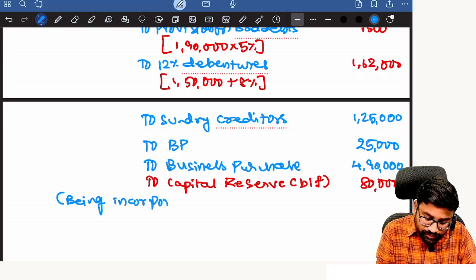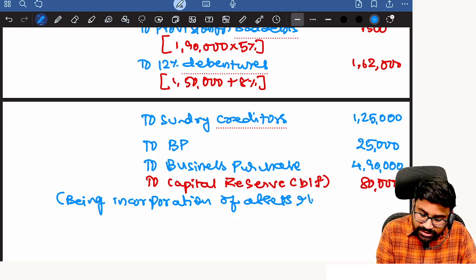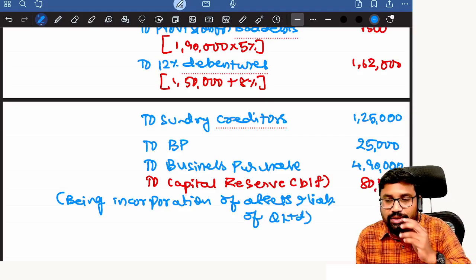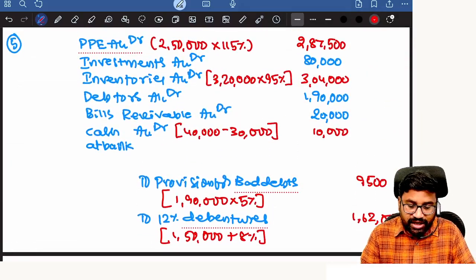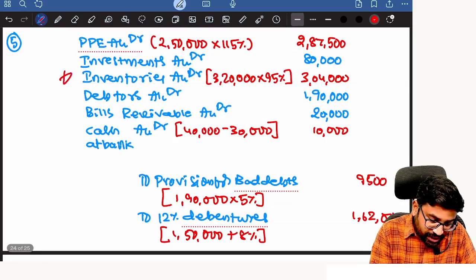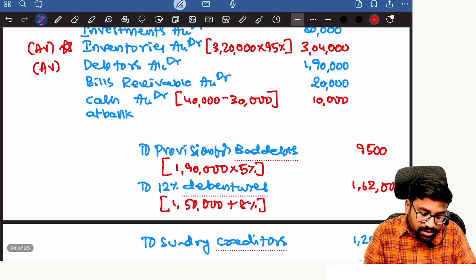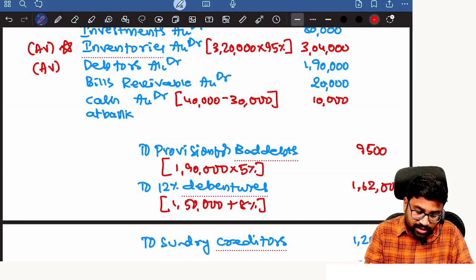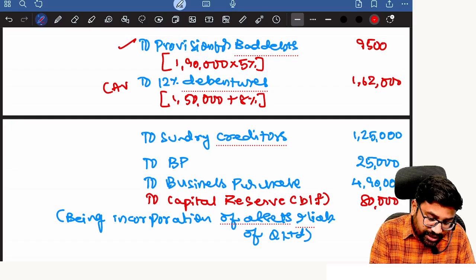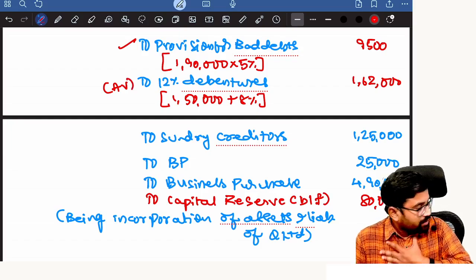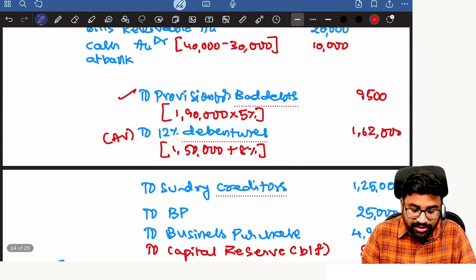Being incorporation of assets and liabilities of Q Limited. So the incorporation of assets and liabilities is done. But here you need to understand which assets and liabilities we have taken at agreed values. Inventory, agreed value. Debtors, agreed value. But for debtors, present the gross value on the debit side and write the provision separately. And then debentures are taken at agreed value. So these are the assets and liabilities we have taken at agreed value.